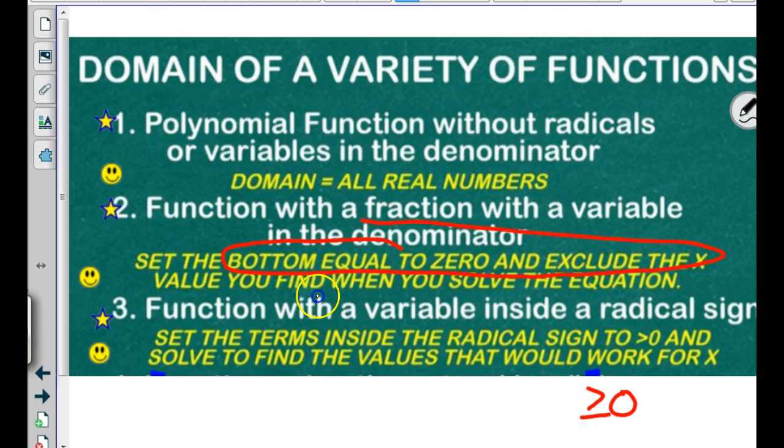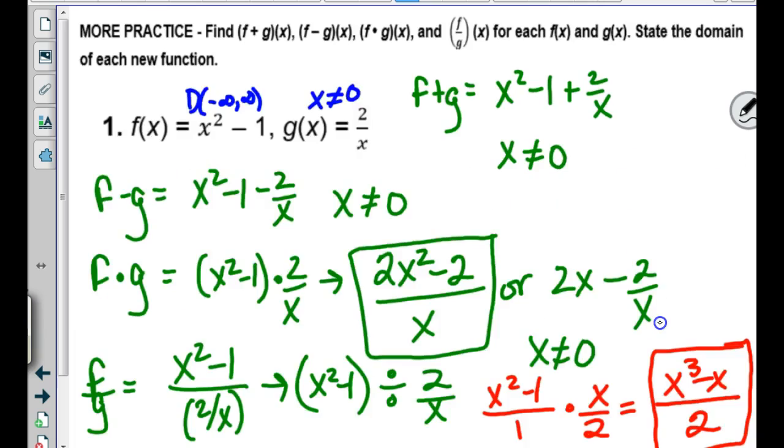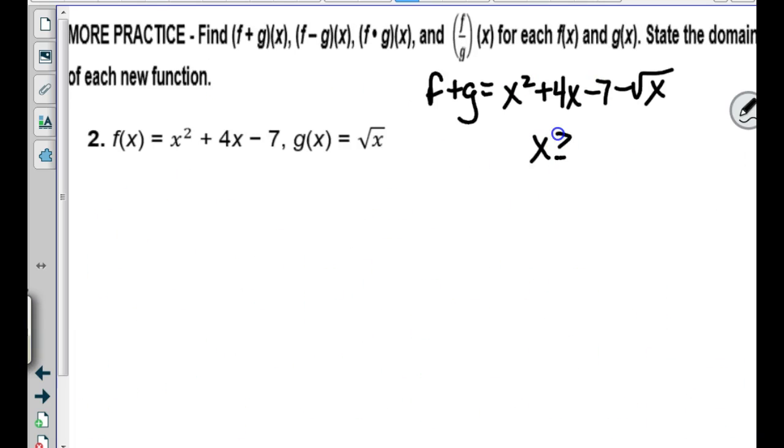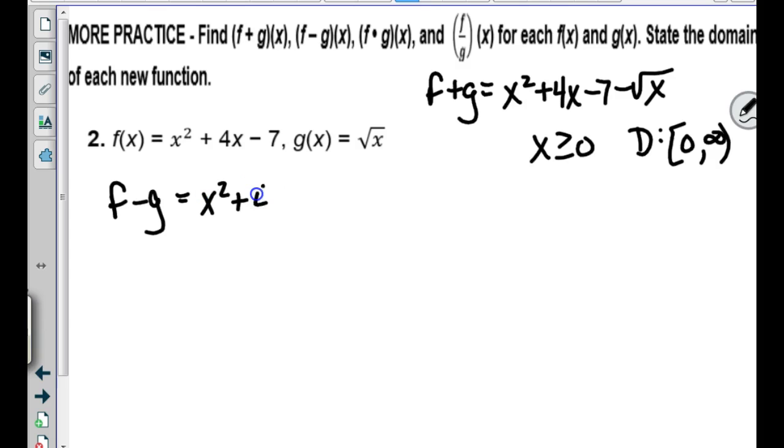Good job. Okay, guys, when there's a radical sign, set the terms inside the radical greater than or equal to 0 to solve. So x has to be greater than or equal to 0, or if we were writing the domain, it would look like this. I saw some confused looks. Do you get that the square root of 0 is 0, guys? Good with that part? Okay. So we can include 0. All right, anybody want to do f minus g? Almost identical. Where the domain is 0 to infinity. There you go.